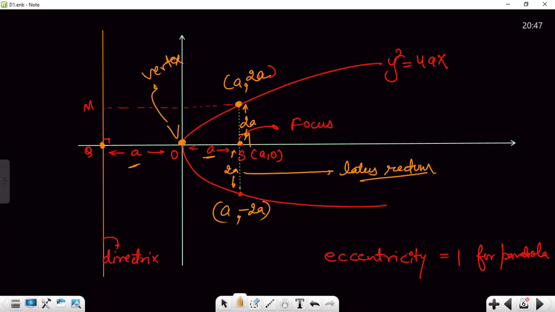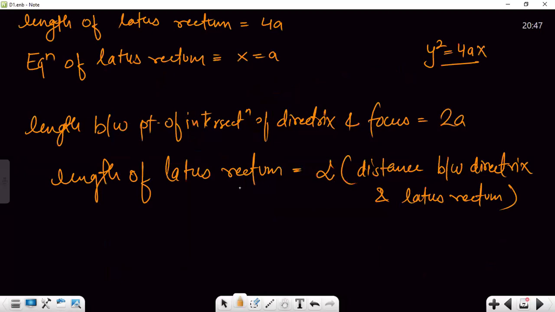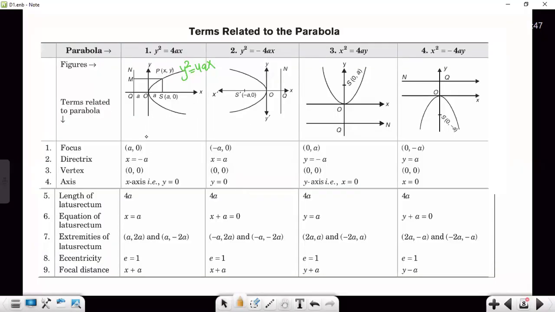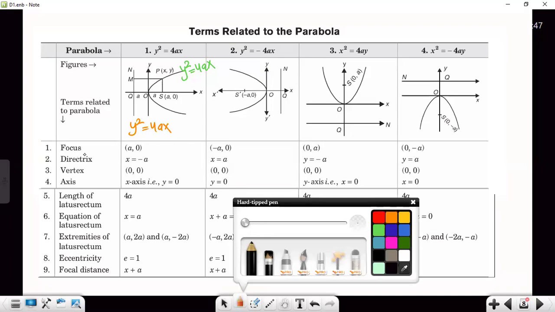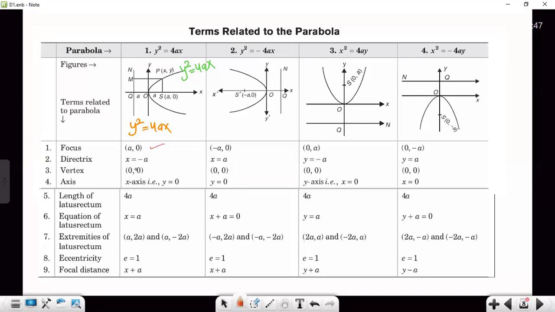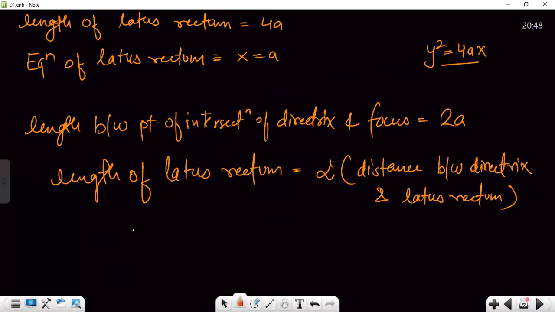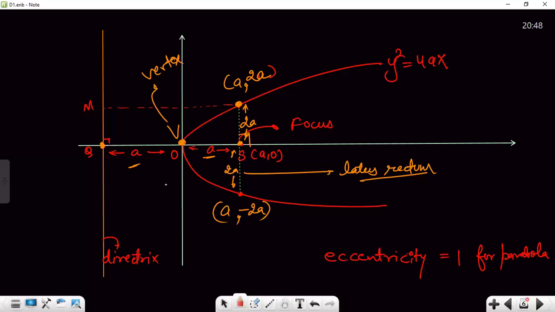Okay, it is not going to be that we always discuss only y square equals 4ax. First, let's understand what we have understood. We are discussing y square equals 4ax. The focus here was (a, 0). The directrix was x equals minus a. We have not written the directrix here. The directrix here is this line, x equals minus a.